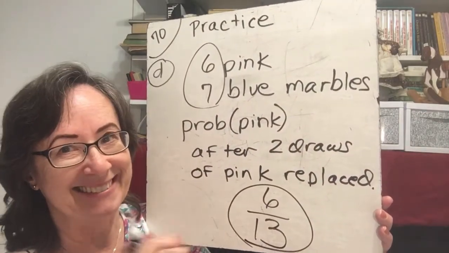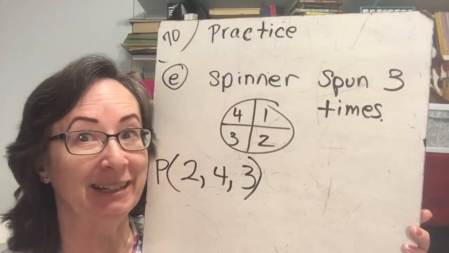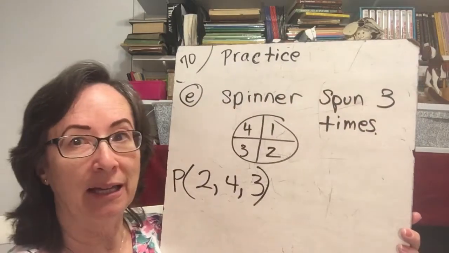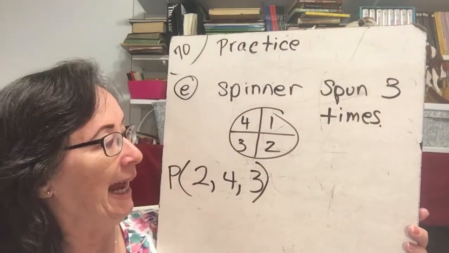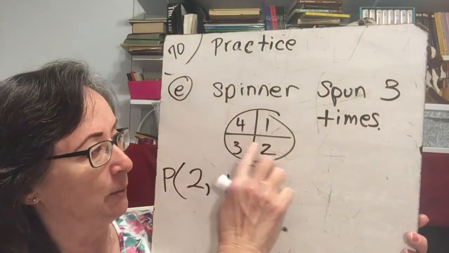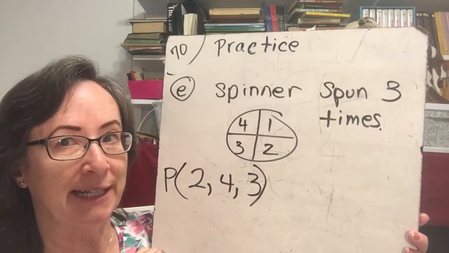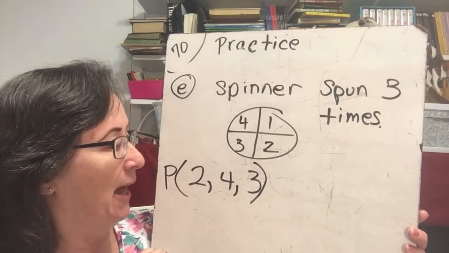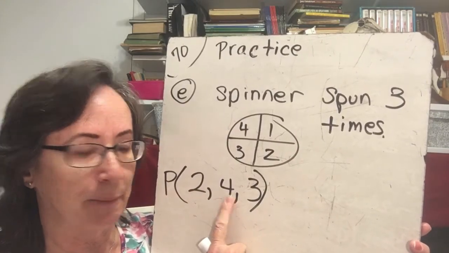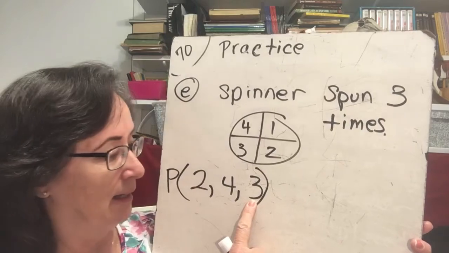And this is your last practice problem before you get to go off and do your homework. So we have a spinner spun 3 times. And here's the picture of the spinner, a 4, 1, 3, 2. Each one only happens once. And we're supposed to find out what is the probability that I get a 2 the first time I spin, a 4 the second time I spin, and a 3 the third time I spin.